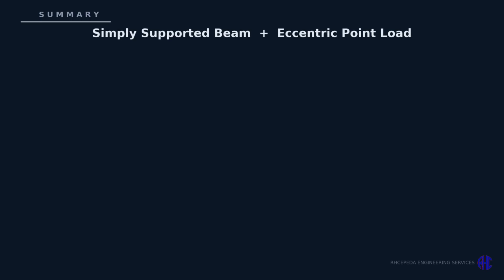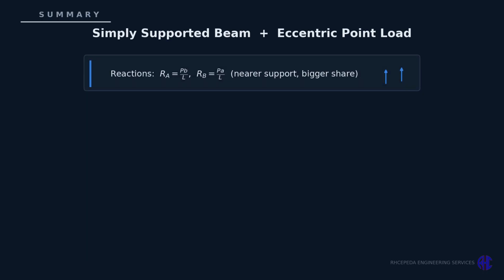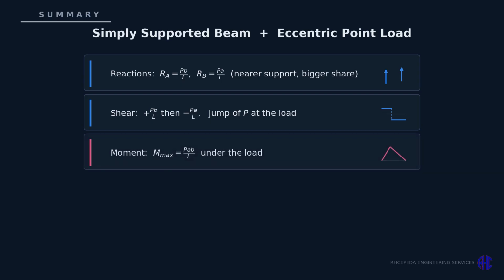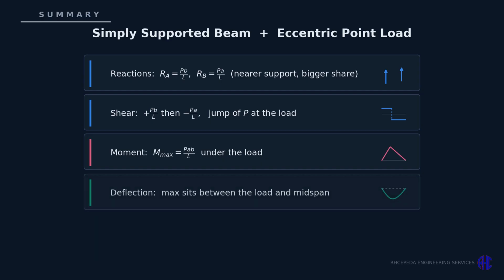Let's recap. For a simply supported beam with an eccentric point load, the reactions are PB over L at A, and PA over L at B, nearer support, bigger share. The shear jumps by P at the load. The maximum moment is PAB over L, under the load. And the maximum deflection sits between the load and midspan.